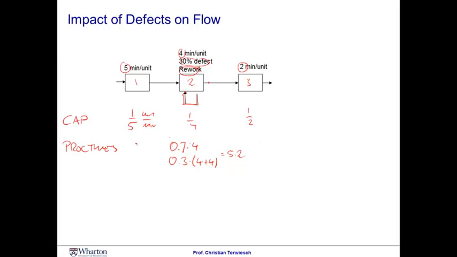No impact on the processing times at the first and the last steps, so 5 and 2 minutes. And I see here that the true capacities are 1 over 5, 1 over 5.2, and 1 over 2, which reveals that really the second step is the bottleneck.